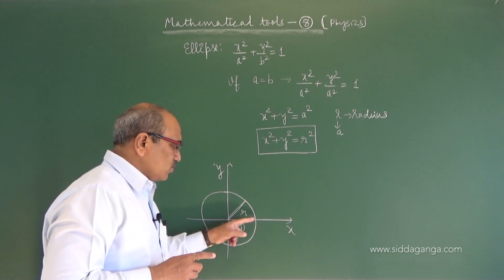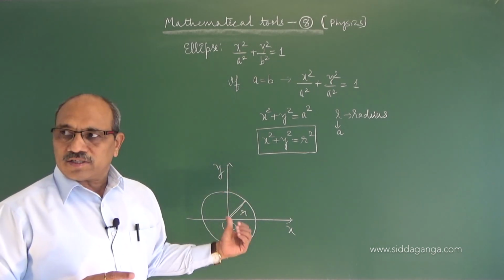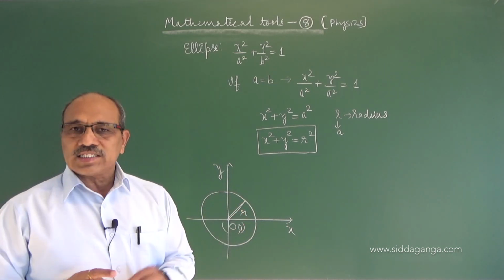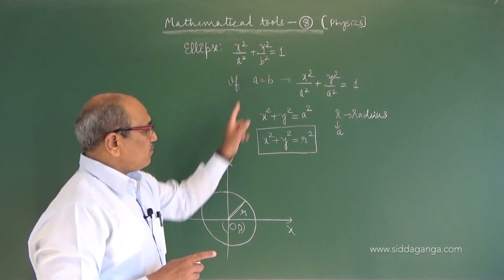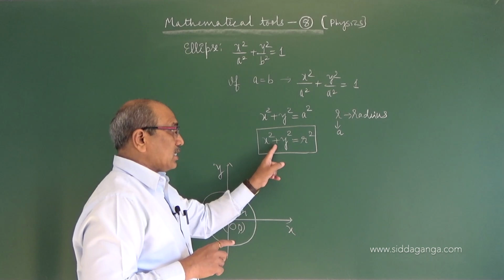When the semi-major axis equals the semi-minor axis in all parts of the quadrants, first, third or fourth, it describes a shape which we call a circle. If they are different, it will give an ellipse. If they are the same, we get the circle.